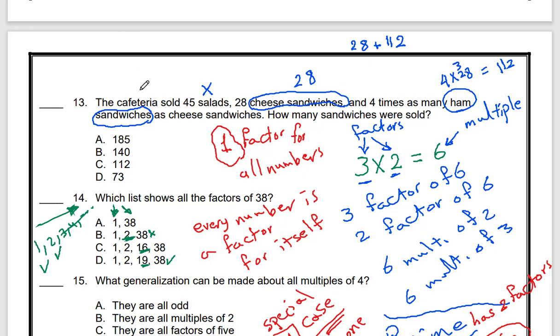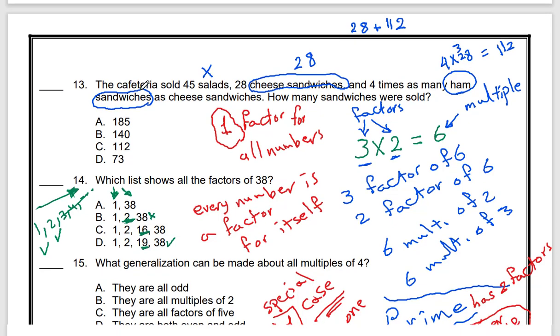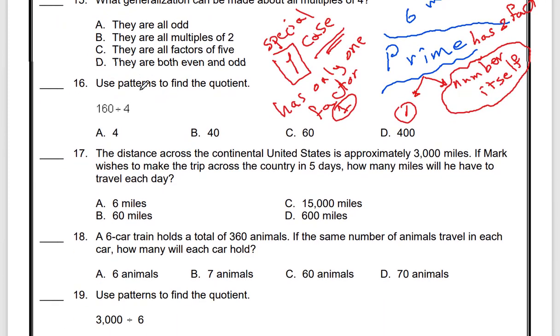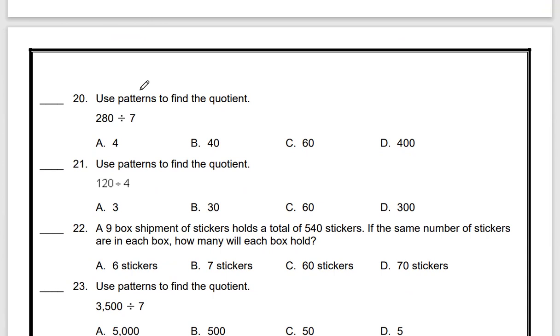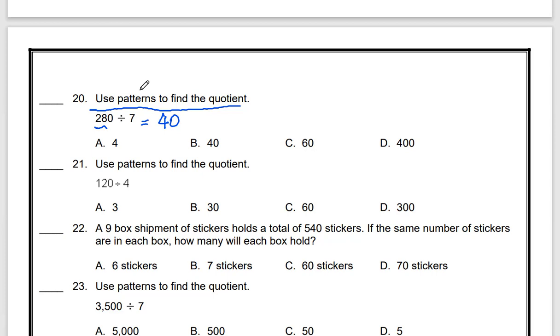Okay, let me continue. What else do we need to remember? Of course, my heroes, for these questions, use patterns to find the quotient. You can use the pattern on your piece of paper, and also you can do just 28 divided by 7 equals 4 and drop the 0. So you can use the pattern: 28 divided by 7 equals 4, then 280 divided by 7 equals 40. You can use this way, or simply use the way that you need.